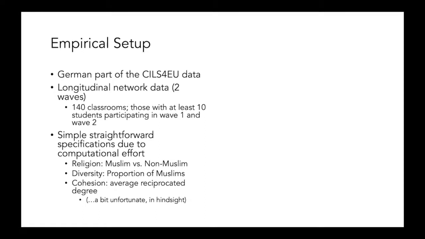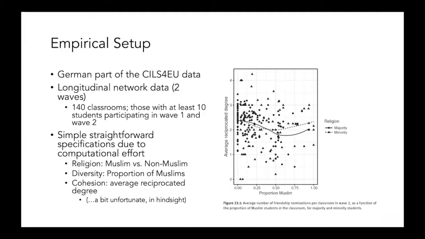And for cohesion, we looked at a measure that Tom suggested, the average reciprocated degree. That means the average number of friendship choices which are reciprocated by the other party, simply taken as the average, and this is our macro measure of cohesion in this classroom. We have it in two sub-measures: one looking at the majority group, which in this case is the non-Muslim group, and one looking at the minority group, the Muslim group. And on the x-axis, we have the proportion of Muslims.